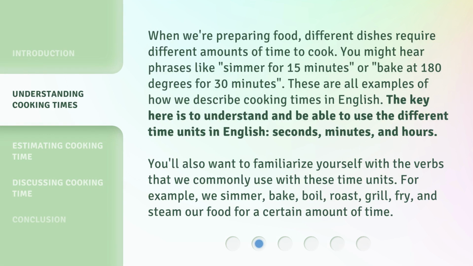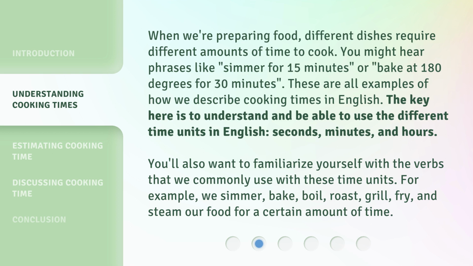When we're preparing food, different dishes require different amounts of time to cook. You might hear phrases like, simmer for 15 minutes, or bake at 180 degrees for 30 minutes. These are all examples of how we describe cooking times in English.